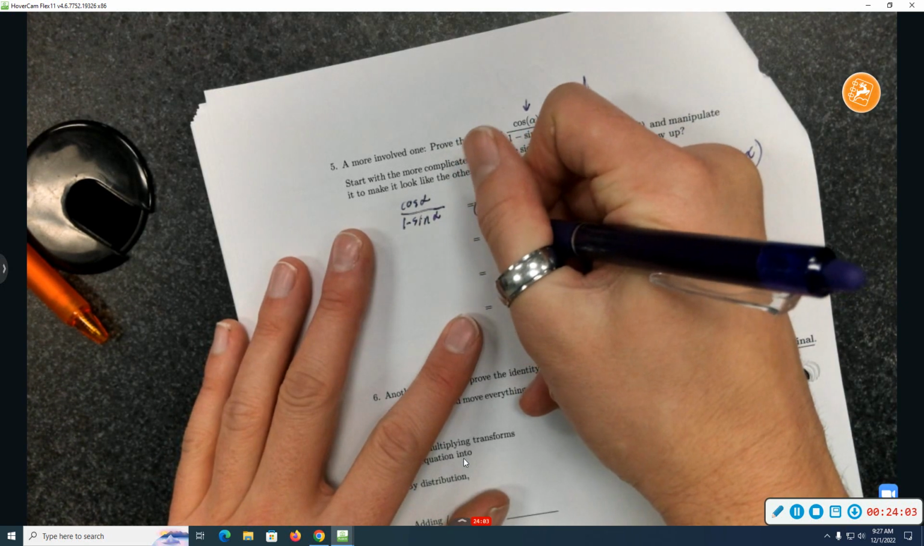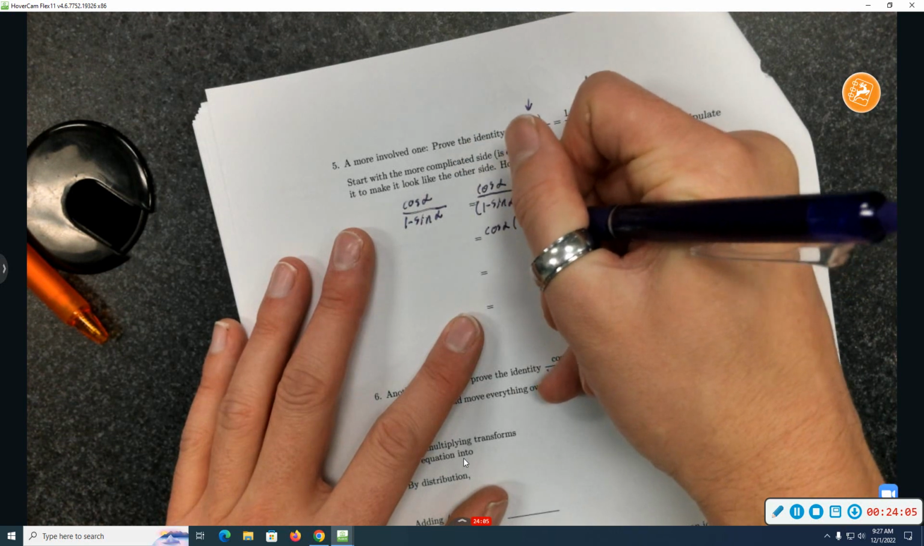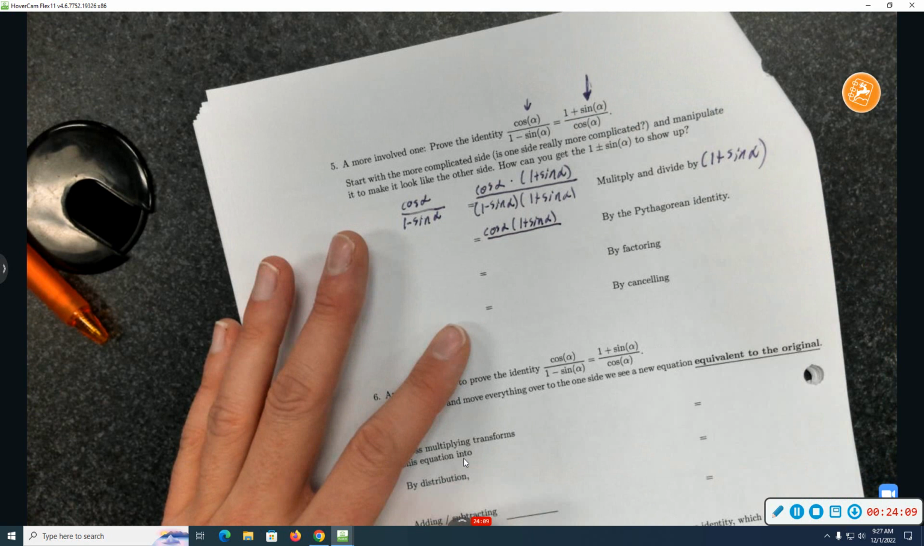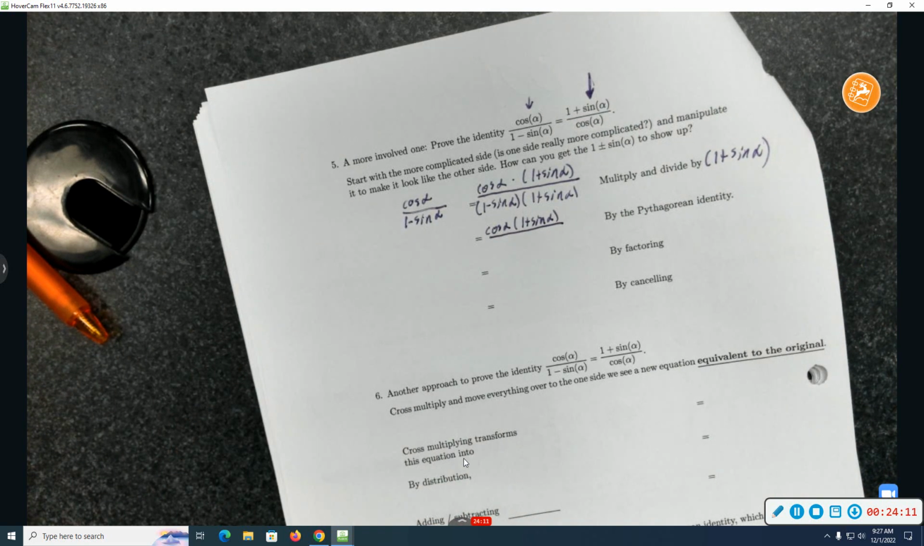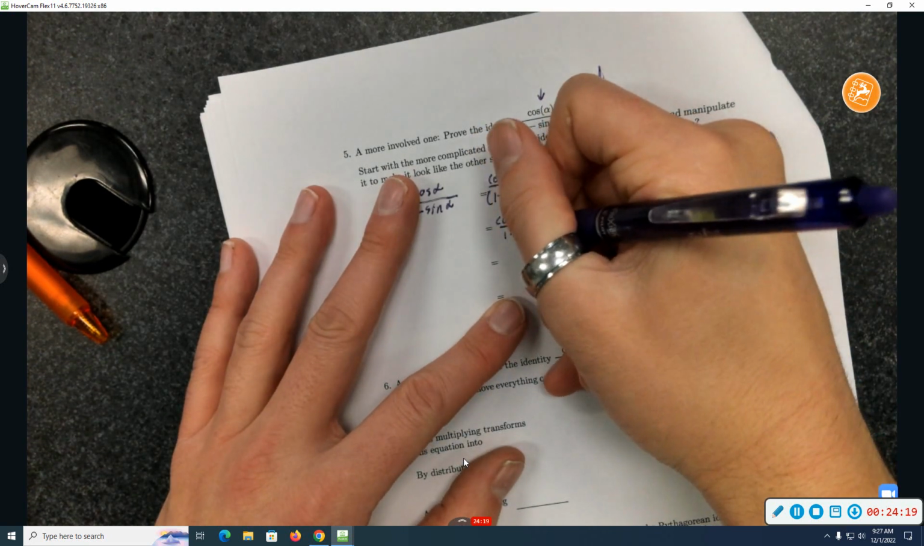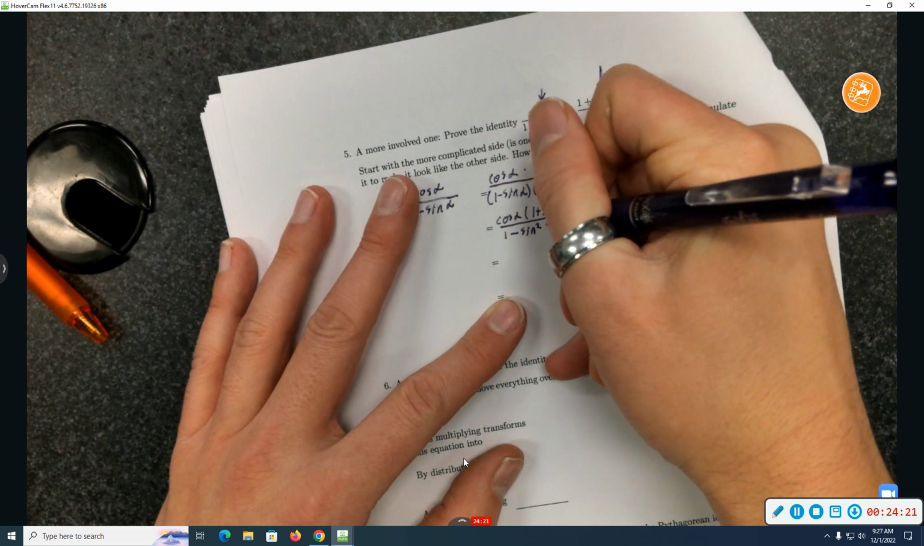So this will become cosine alpha times 1 plus sine alpha, all over, and notice, foiling it out is going to be like a difference of squares situation. So let's use the difference of squares formula when we distribute. 1 minus sine squared alpha.